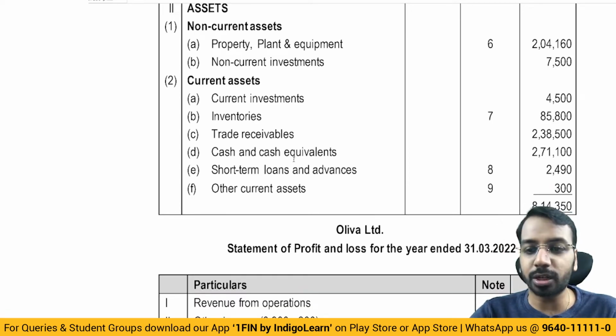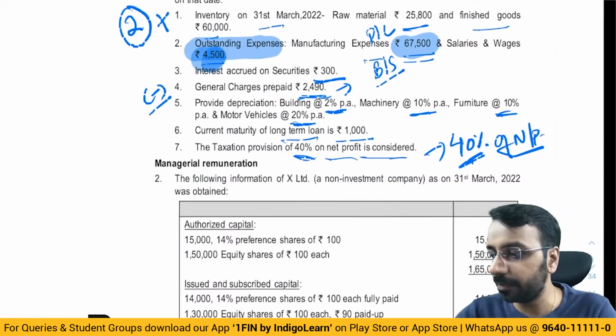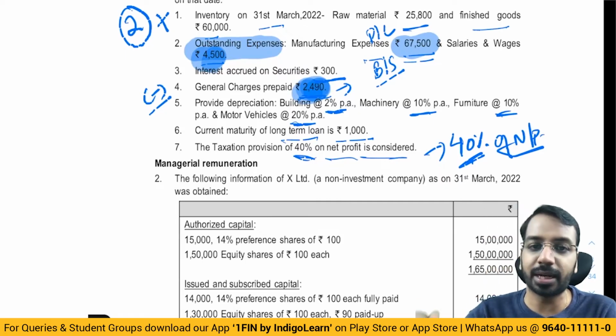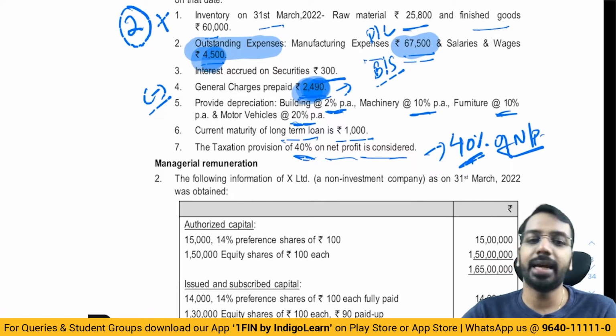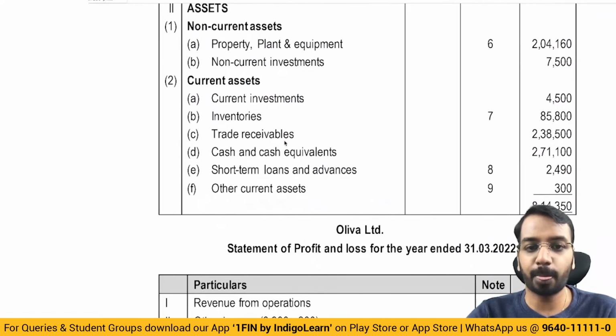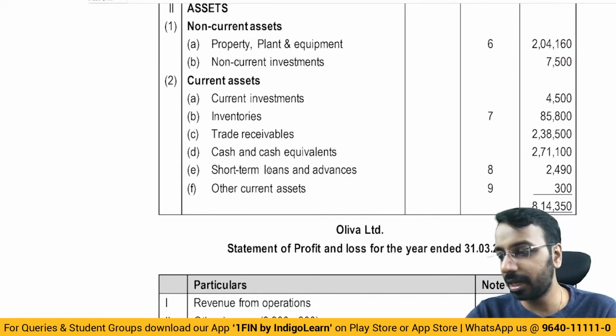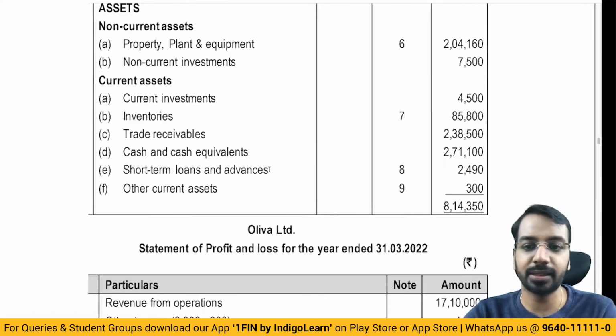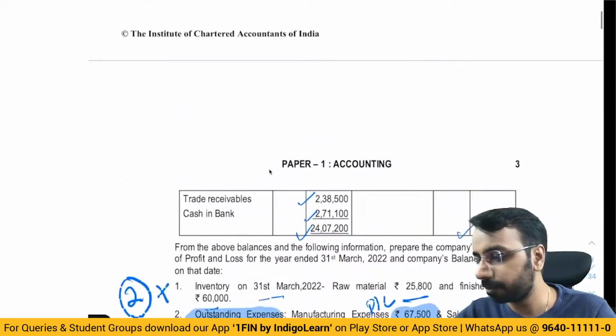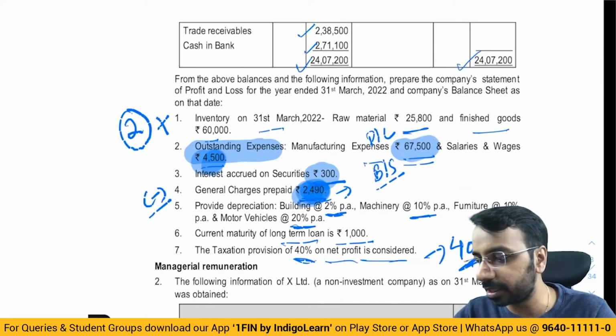Now what is this short-term loans and advances? If you see prepaid expenses 2490, that is part of your short-term loans and advances, right? Then other current assets 300. Now what is that other current assets? If you come back to the question, interest accrued on securities 300, right?